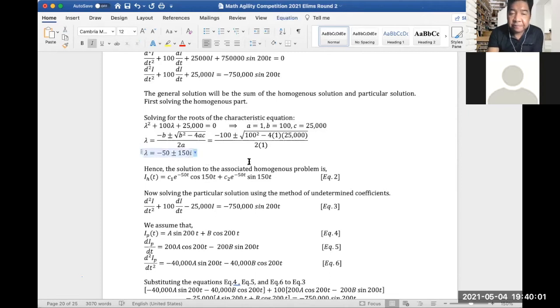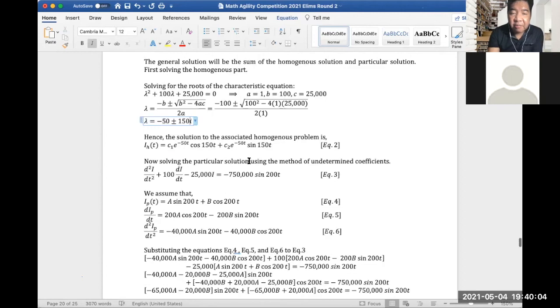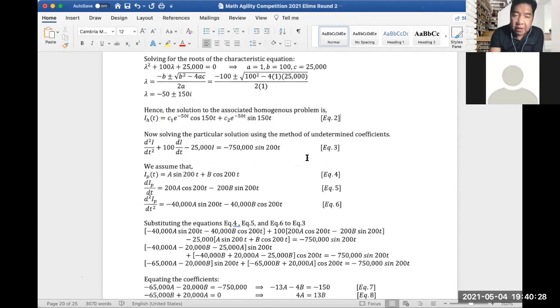Okay? So hence, the associated homogeneous solution is I sub h of t equals c sub 1 times e to the negative 50t, which is the real part, times cosine of 150t, where the imaginary part becomes the argument of our cosine here, and then c sub 2 e to the negative 50t sine 150t. So that's our equation 2. Now let's solve for the particular solution using the method of undetermined coefficients.